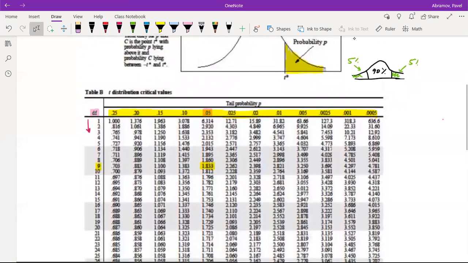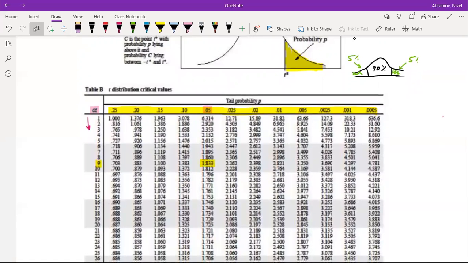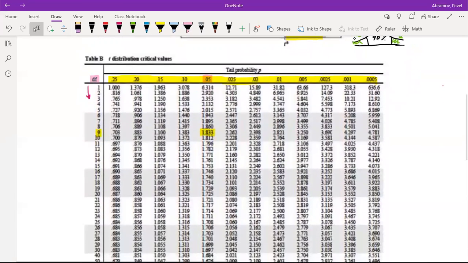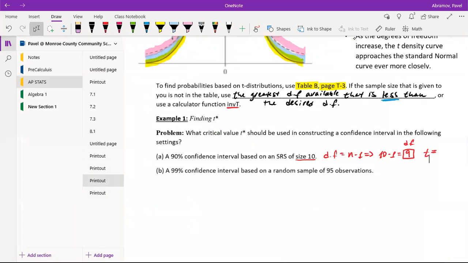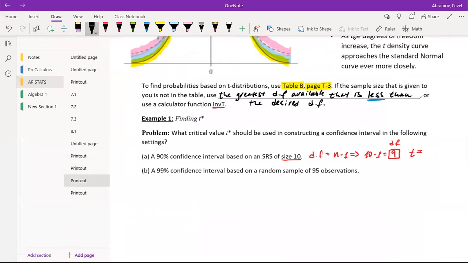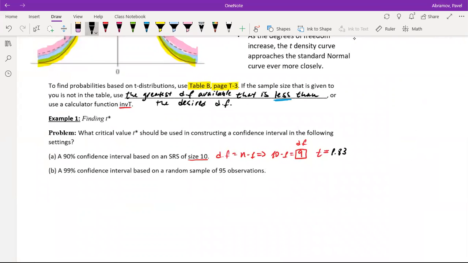The probability P, we will actually be using that a little bit more in the future, but not yet. So in other words, we know the t value, which is 1.833. Therefore, we can write down that t is equal to 1.833. So that's how you generally use the t-table. Now let's look at example B. We have a 99% confidence interval based on a random sample of 95 observations. So that means that the degrees of freedom is, of course, 95 minus 1, which is 94.